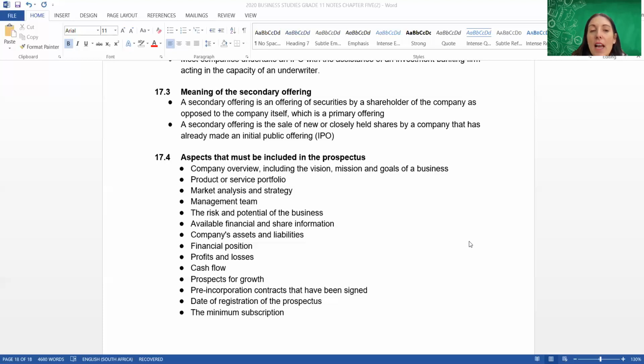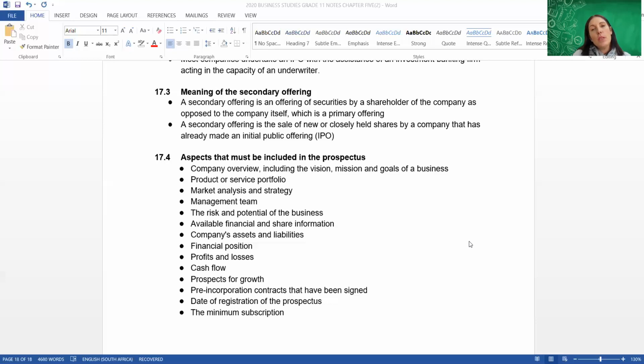The company's assets and liabilities, if it already has some, will be listed in the prospectus. Then the financial position, which I think would be a forecast, especially if it's a new company. They might not know what the financial position is like, and the same with profits and losses. They would probably do estimates to say, in the first year, we predict a loss of 50,000 Rand, the second year, we'll make a profit of 1 million Rand, and so on. Also, the cash flow projection is important for investors to know. If they invest money in this company by buying shares, what is this money going to be used for?